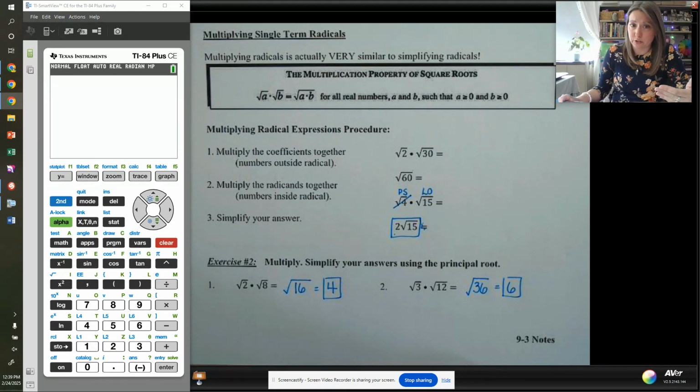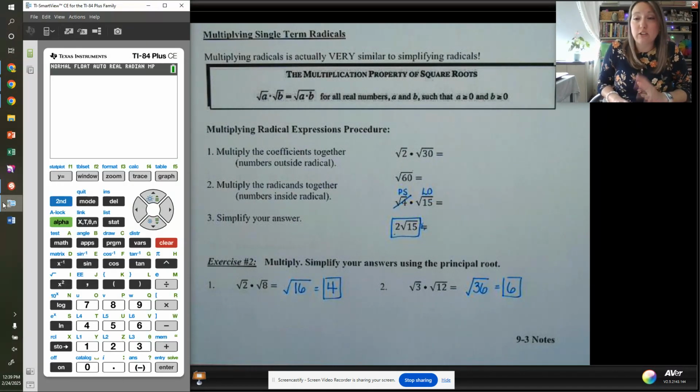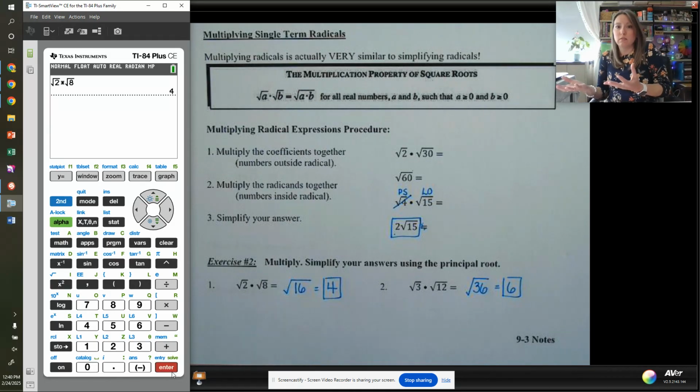And if we think about it, I'm just going to use my graphing calculator to prove that this is actually correct, that we are allowed to multiply under the radical together. Let's take radical 2, and then I arrow out here and multiply by radical 8. And what do we get? So we did do that correctly.